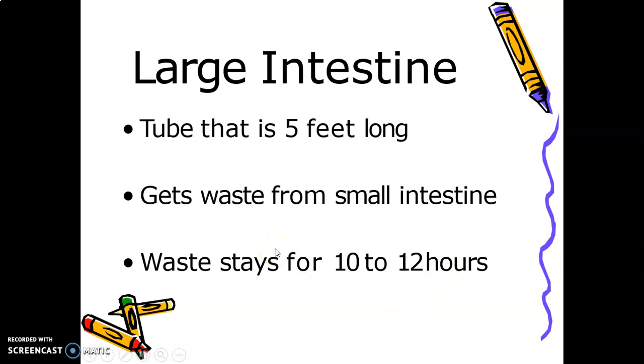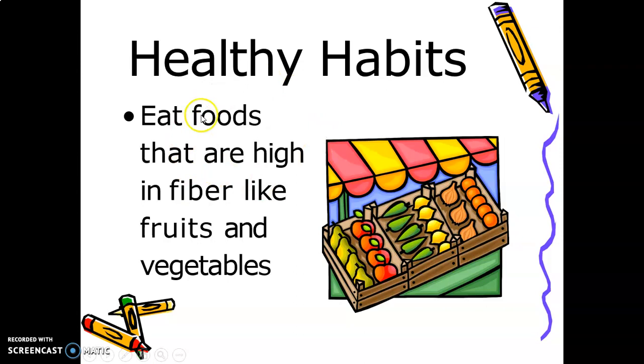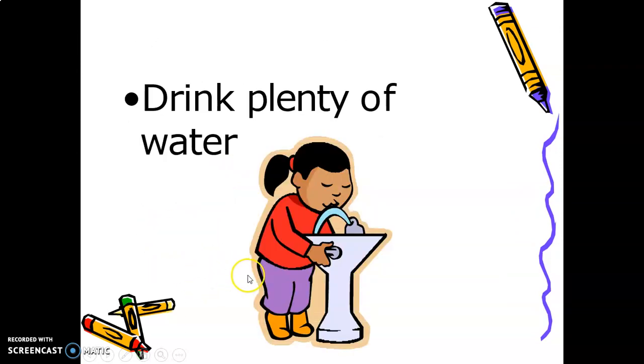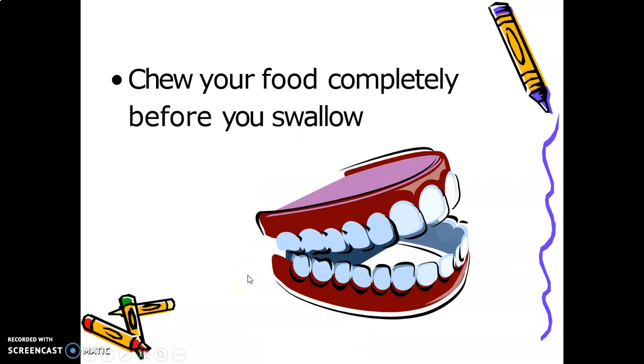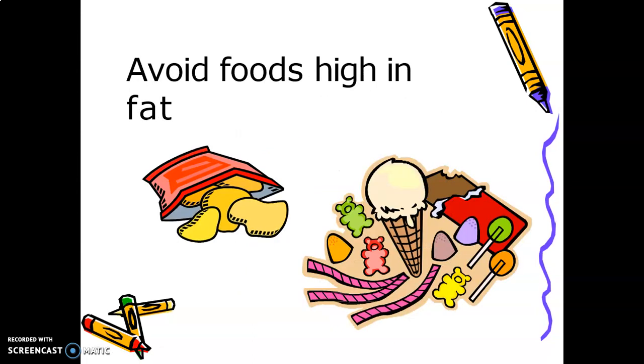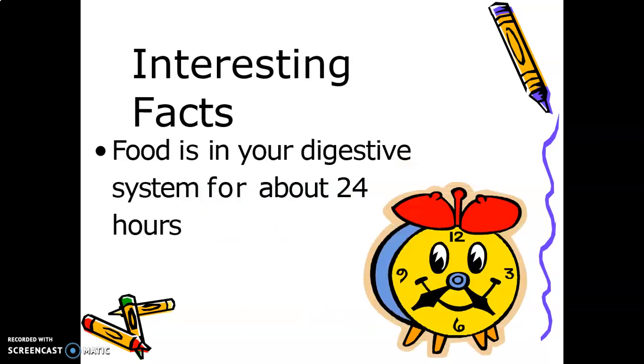It depends. So some of the healthy habits are you have to eat the foods that are high in fiber, like for example, fruits and vegetables. You need to drink plenty of water. You need to chew the food completely before you swallow. And you need to avoid foods that are high in fat. Remember that the fats will stay inside your blood vessels, and it's going to make it hard for the blood to flow inside your blood vessels.